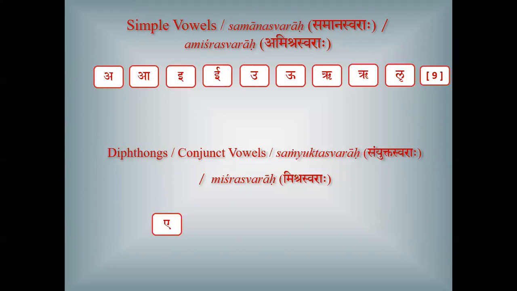E is a long vowel. The short form of E is E. O is there, its short form is U. R is there, its short form is R.